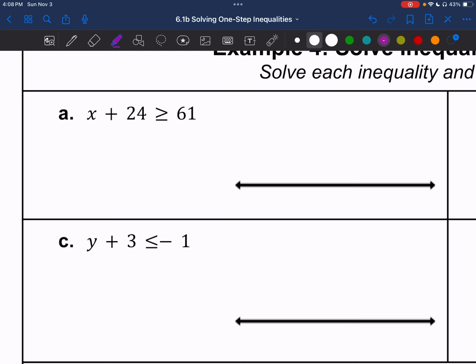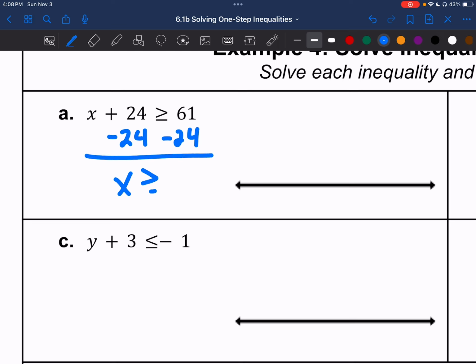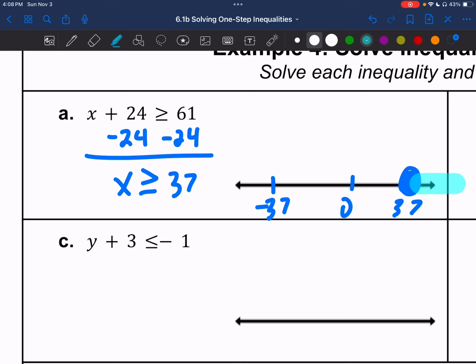All right, so let's look at letter A. x plus 24 is greater than or equal to 61. So we're going to subtract 24 from both sides. And we're going to get x is greater than or equal to 37. So I put my points on the line. It is going to be a closed dot at positive 37, and we are going to be shading to the right because it's greater than or equal to.